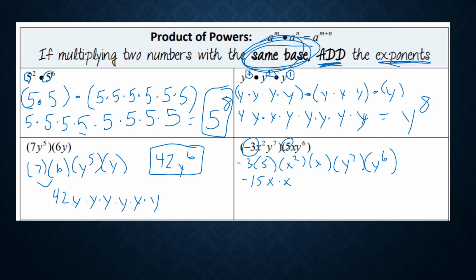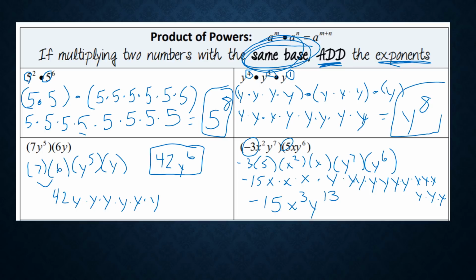So we get -15 x times x times x times y, 2, 3, 4, 5, 6, 7, 1, 2, 3, 4, 5, 6. So we get -15 x to the 3rd, y to the 13th.